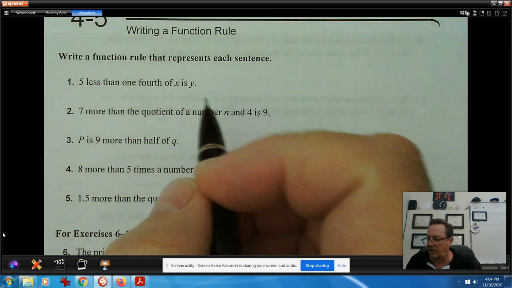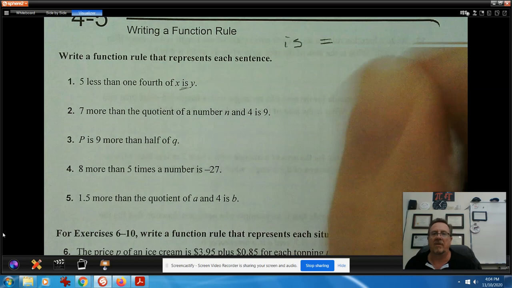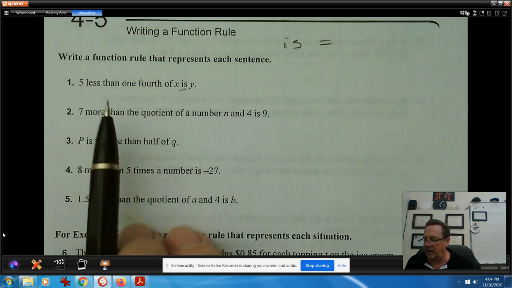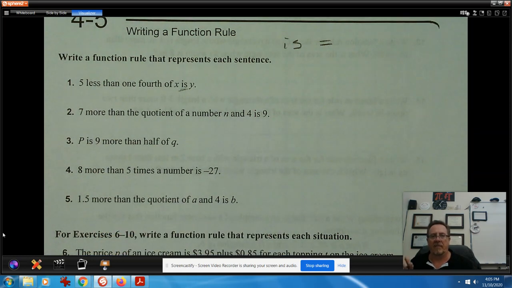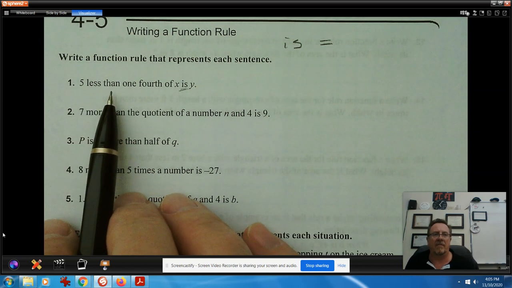And the first one I want to point out is the word is. The word is means equals, right? So in English we say is, but in math we really think equals. So here it says 5 less than 1/4 of x is y. So we know that there's going to be an equal sign where the is. But the other term that I want you to focus on for right now is less than. And I know that in math we have a symbol that is the less than symbol. However, that's not what we're talking about in this case.